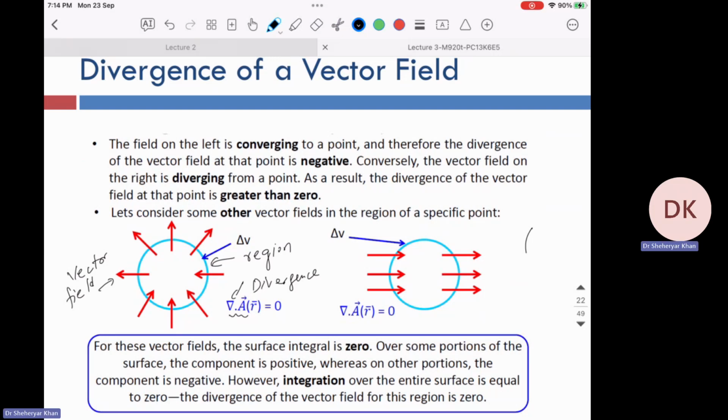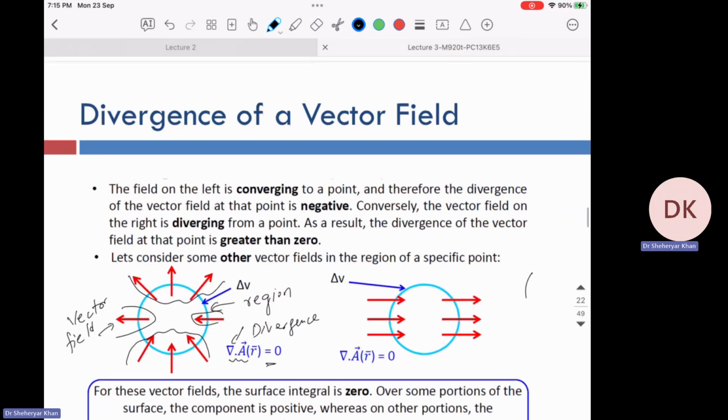Now you see the important thing, the value is zero. So what does it mean? It means that you see the number of flux lines, this is entering and this is leaving. The number of flux lines entering and leaving are the same. Therefore, the divergence is zero. In this case too, the number of flux lines entering and leaving are the same, therefore the divergence is zero.